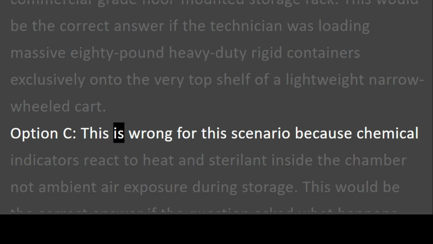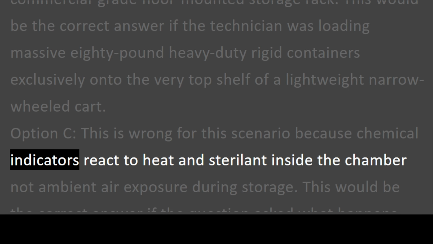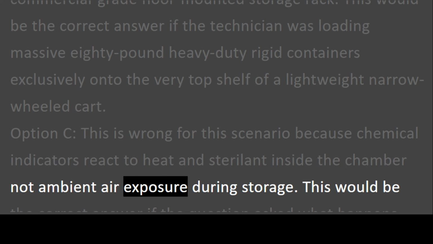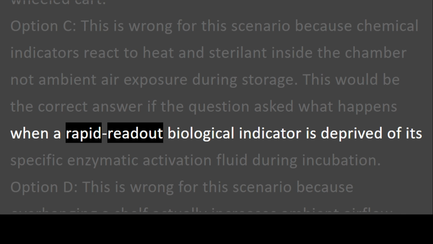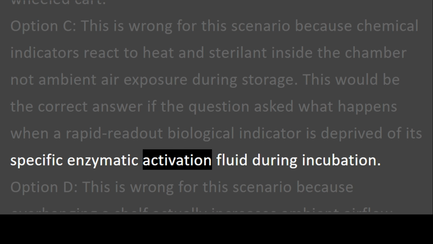Option C. This is wrong for this scenario because chemical indicators react to heat and sterilant inside the chamber, not ambient air exposure during storage. This would be the correct answer if the question asked what happens when a rapid readout biological indicator is deprived of its specific enzymatic activation fluid during incubation.